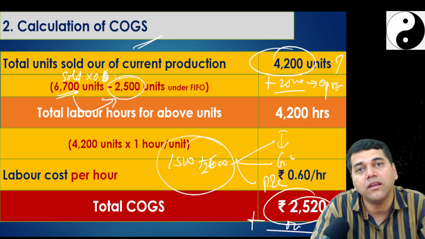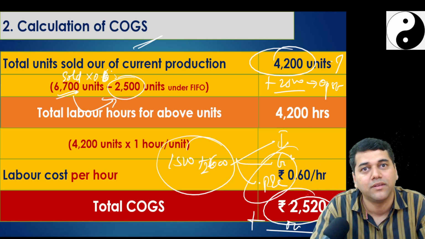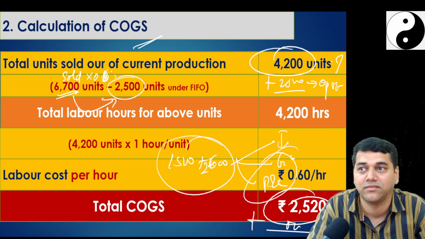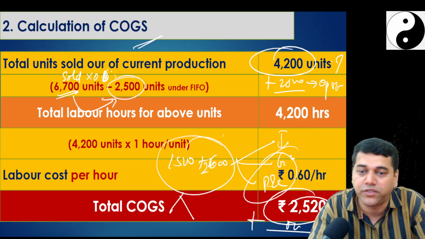Now why P&L? COGS and P&L are same. Why P&L? Because there is an inefficiency. If inefficiency was not there, there would have been only two breakups of this.